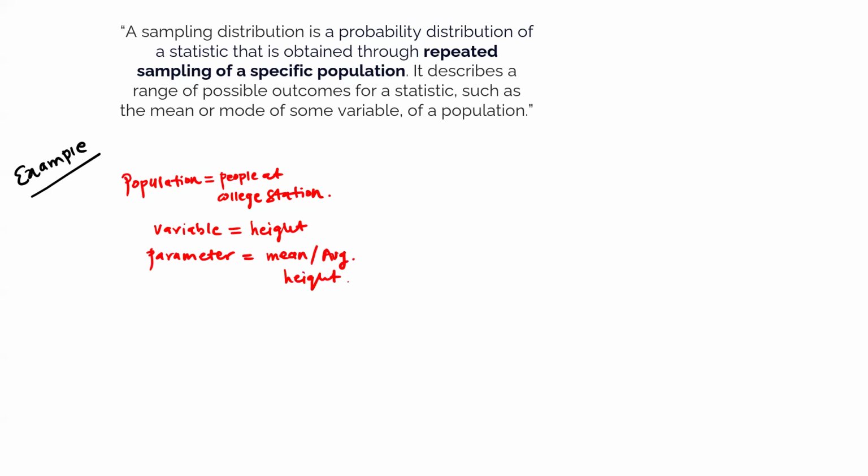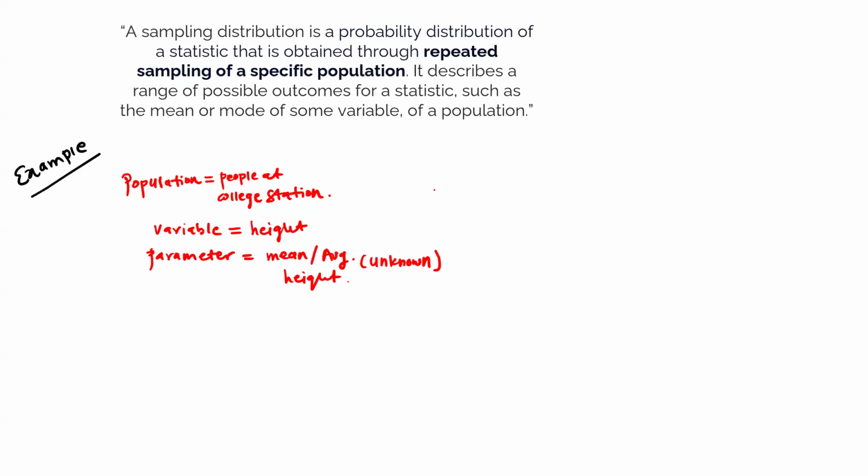So let me define this situation, okay, where your population is some people at some city, let's say College Station, and your variable could be anything. I'm doing height here, and your parameter is the average height, right? So the parameter is often unknown, and we use sampling to get the statistics to have some idea about the parameter, right? So try to read the definition and see what I'm saying, okay?